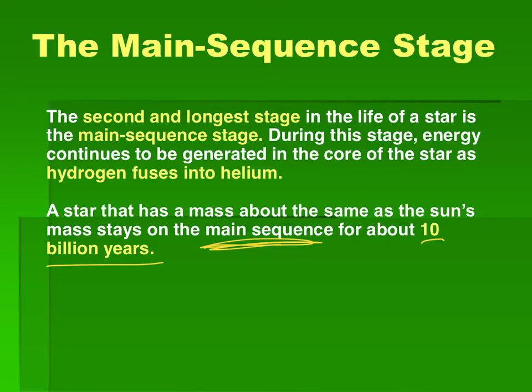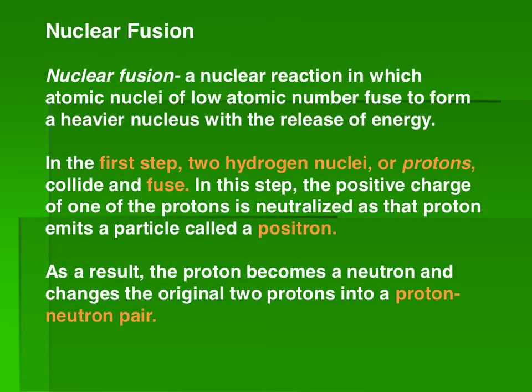So this main sequence stage is mainly featuring nuclear fusion. Nuclear fusion is a reaction in which atomic nuclei with low atomic numbers, like hydrogen, atomic number 1, fuse to form a heavier nucleus with the release of energy. If you've heard people talk about cold fusion, that's us trying to recreate this process on Earth. With fusion, we've got 2 hydrogen nuclei that collide, and they fuse to form something called the positron.